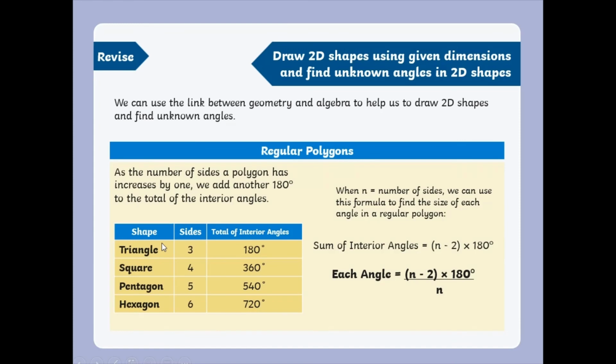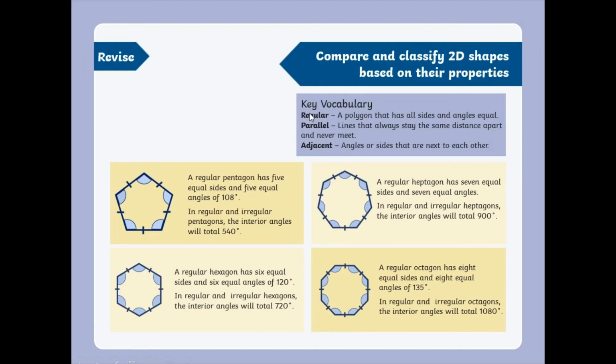Okay? So hopefully that's helped with the properties of some shapes. Remember the key vocabulary of regular and irregular. Again, a regular polygon has all sides and angles equal. If it's irregular, there'll be some different angle sizes inside. Parallel lines, they're the lines that always stay the same distance apart. They will never meet. They don't come closer or go further away at any point. And adjacent sides are angles or sides that are next to each other.